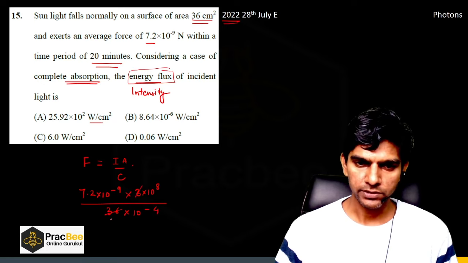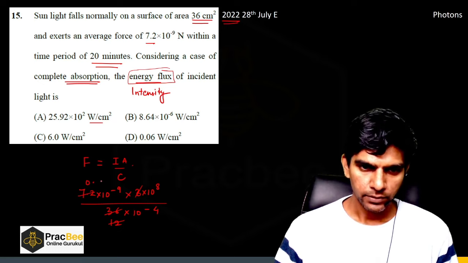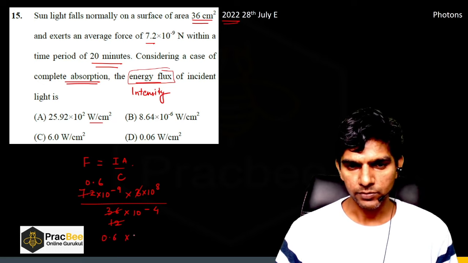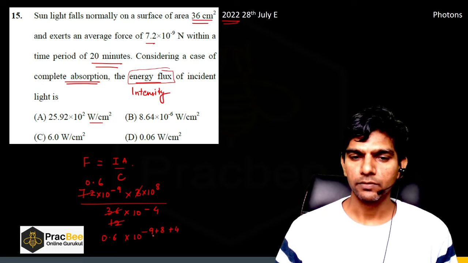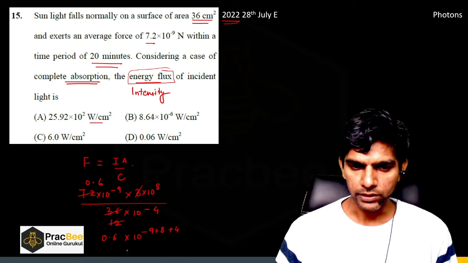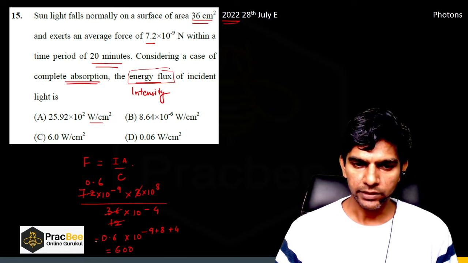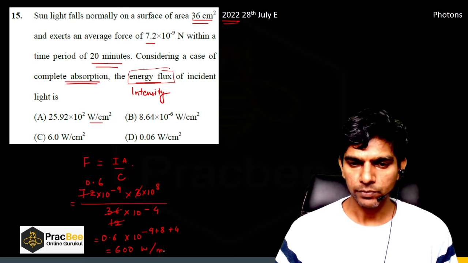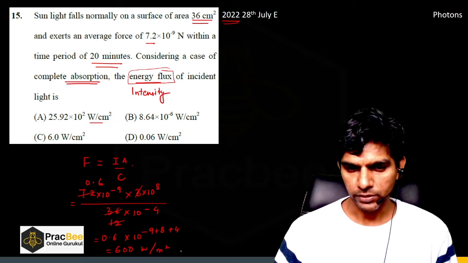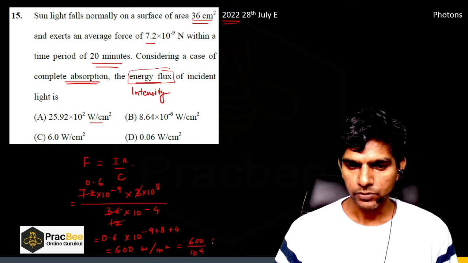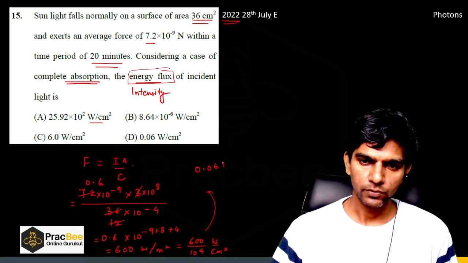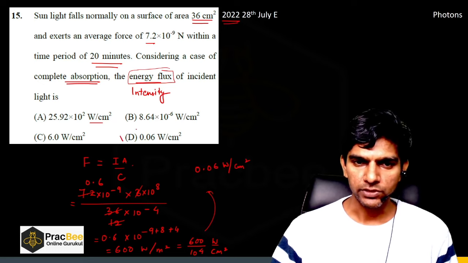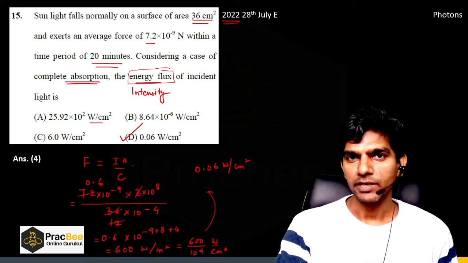Now let us simplify this. So this is 12 and this will be 0.6. So 0.6 times 10 raised to power minus 9 plus 8 plus 4. So 12 minus 9 will be 3. So it will be 600. So the intensity is 600 watt per meter square. But the options are given in centimeter square. So we can write this as 600 divided by 10 raised to power 4, so this will become watt per centimeter square. So this is nothing but 0.06 watt per centimeter square. So can you see option D is matching with our answer. So D is the right answer.